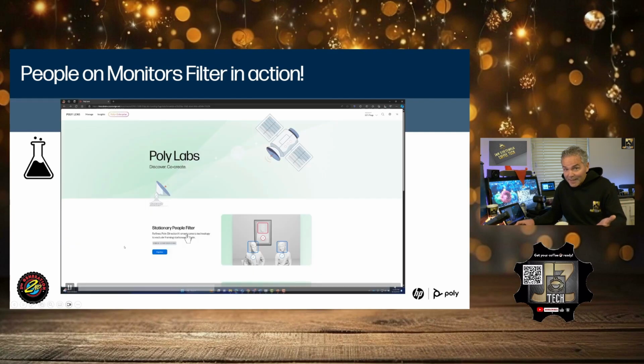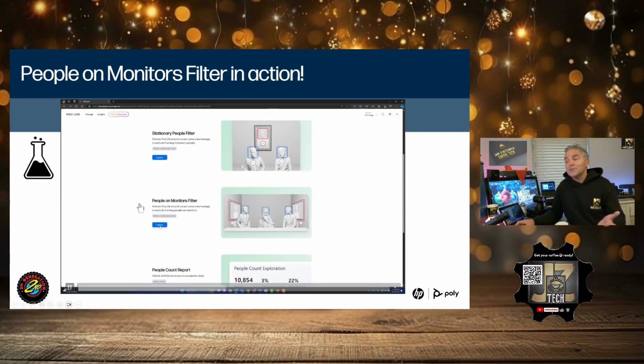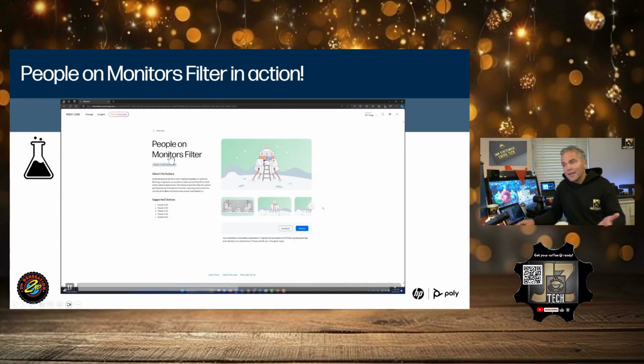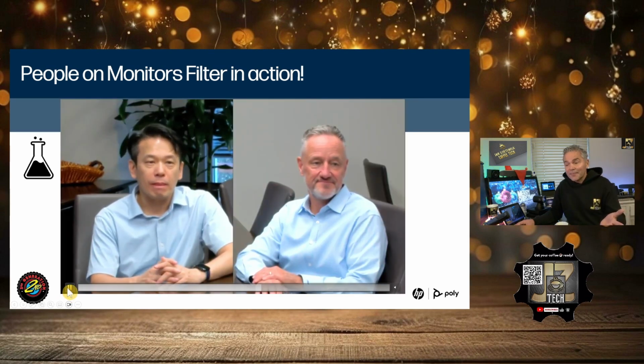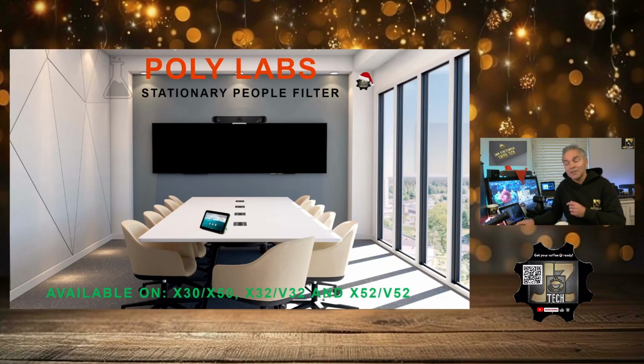Now, if you then go into PolyLens, you go to the people on monitor filter and you turn that feature on, now you go back to the video and here you go. You have now both participants only in the screen and the TV is filtered from that. Really nice. So it's now able to distinguish between 2D on the screen and 3D participants in the room. That is the first one.